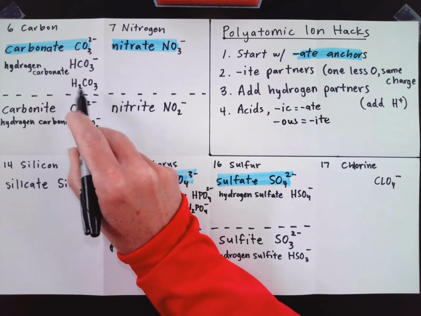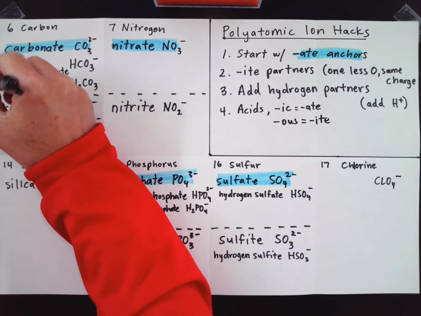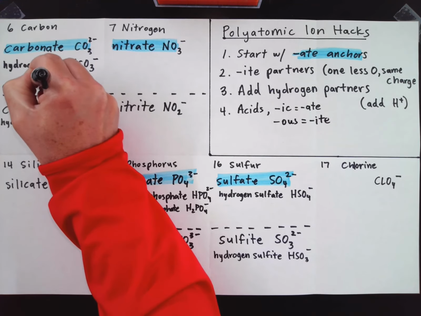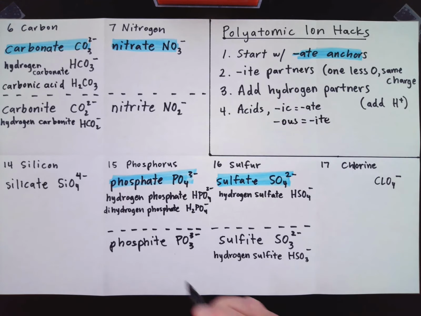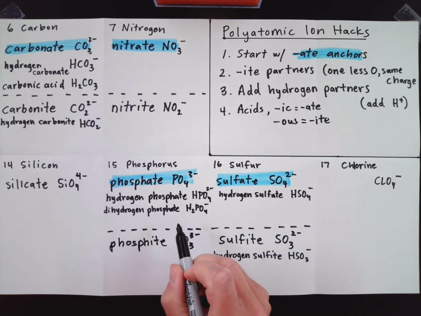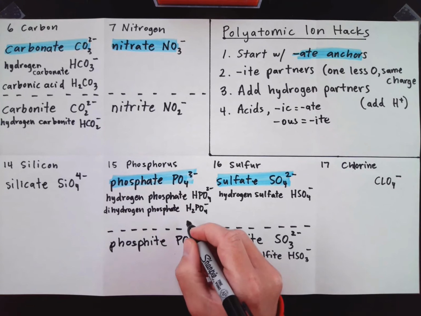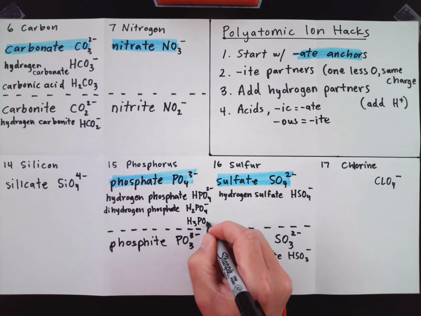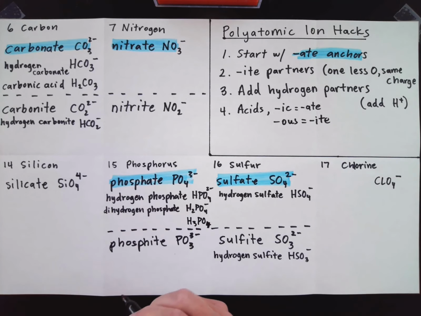So H2CO3 is built from carbonate. It's called carbonic acid. If I add another hydrogen here to the phosphate grouping, I've got H3PO4. That's a neutral formula. That's phosphoric acid.